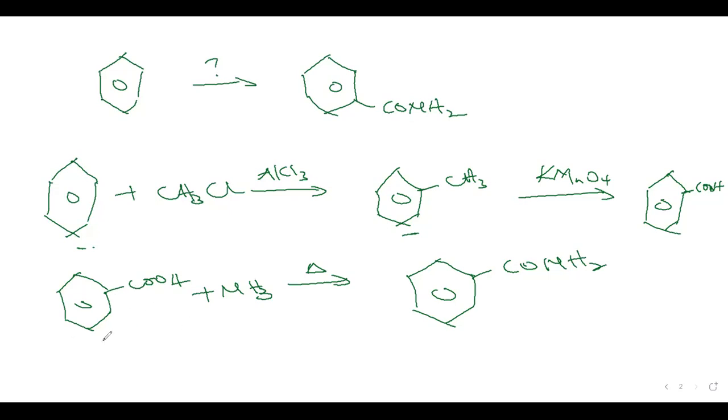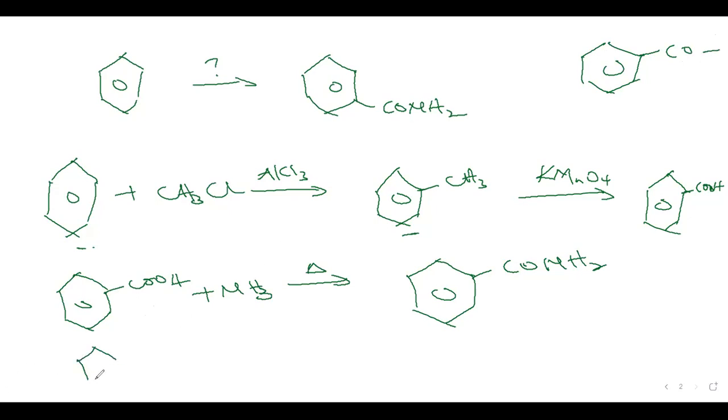The next way is if you don't want to add your ammonia and heat, you can change this to an acyl chloride. So we have benzoyl chloride. This is the benzoyl functional group: the benzene ring plus C double bond O is benzoyl. So we are changing it to benzoyl chloride. Okay, functional groups.